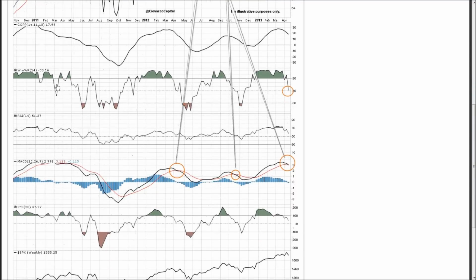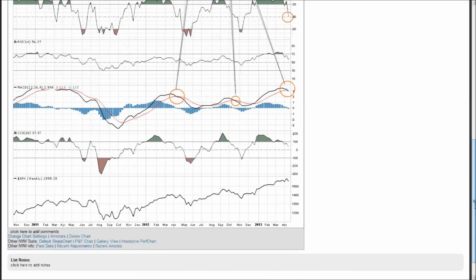We have Williams percent R weekly for IWM closing below negative 50. You also have IWM on a weekly basis experiencing a bearish MACD cross similar to this point here and here, where corrective activity in the stock market followed.